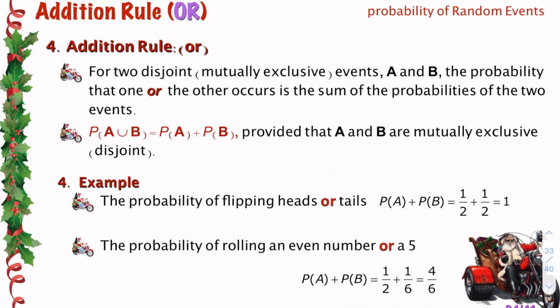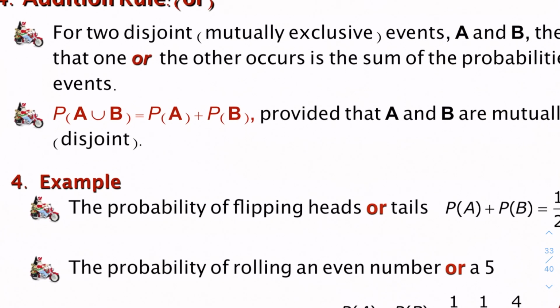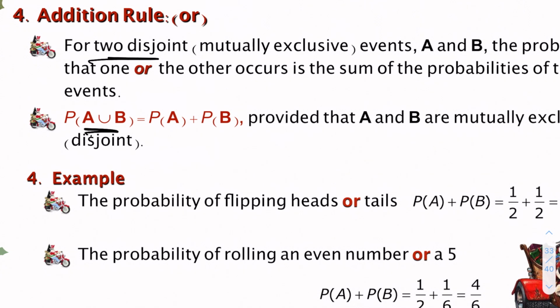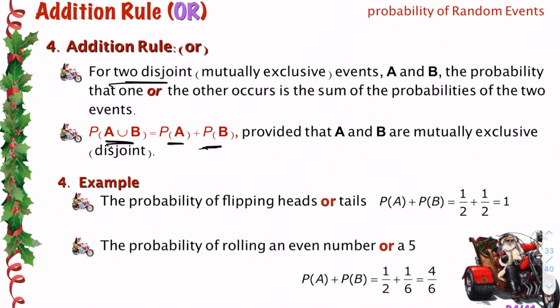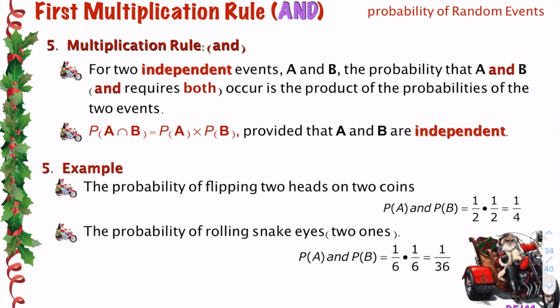For two disjoint, mutually exclusive events, the probability that one or the other occurs is the sum of the probabilities of the two events. So for two disjoint events, the probability of A or B is the probability of A plus the probability of B, provided that A and B are mutually exclusive. Flipping a head or a tail would be 1/2 plus 1/2. The probability of rolling an even number or a 5: the evens are 2, 4, 6, so 1/2 plus 1 out of 6, which is the probability of 5, which gives us 4/6.